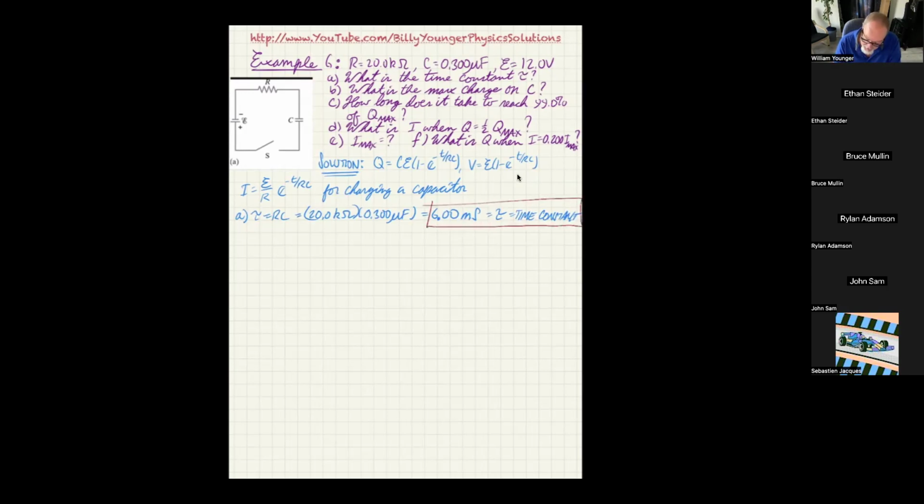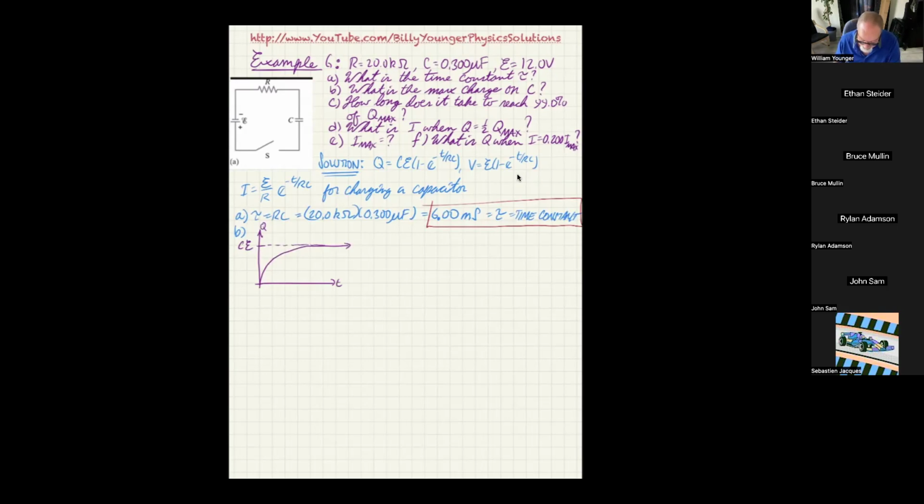Now for part B, in this case, you want to know what's the max charge. Well, you could make a graph of this Q if you wanted. Let me do it really quickly. Your book has some copies of it. Here's Q. Here's t. And this quantity right up here on the vertical axis is actually going to be C times E. And what we're going to see is the charge will asymptotically approach that like this.